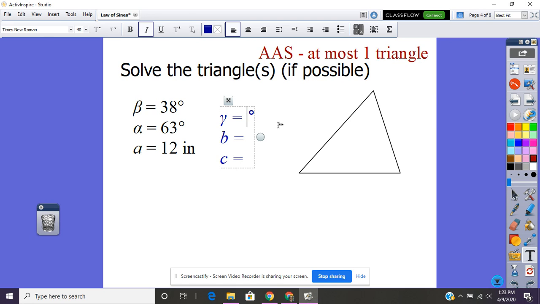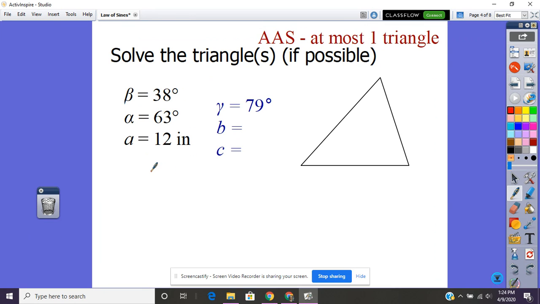Okay, so finding our angle measure here. So we're going to do 63 plus 38, and then do 180 minus that. So we get our angle measure for our gamma angle to be 79 degrees. All right, and now we can use that to actually set up and find our other side measure.